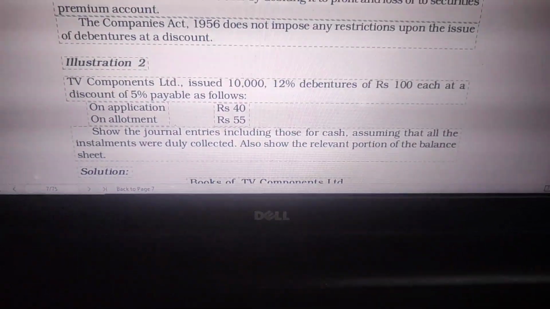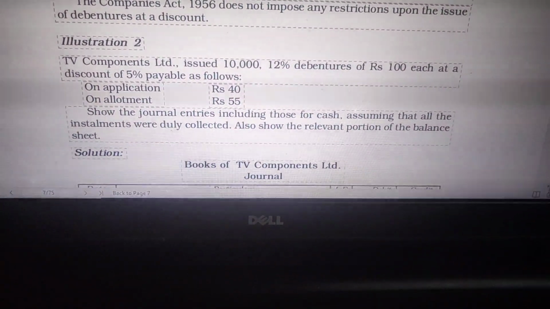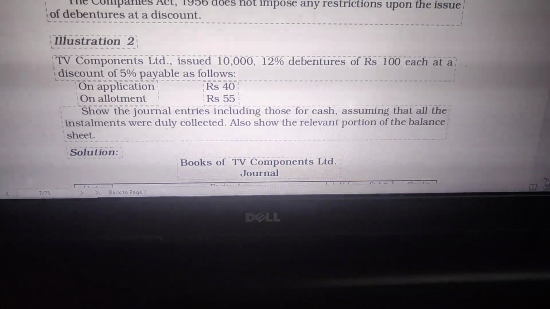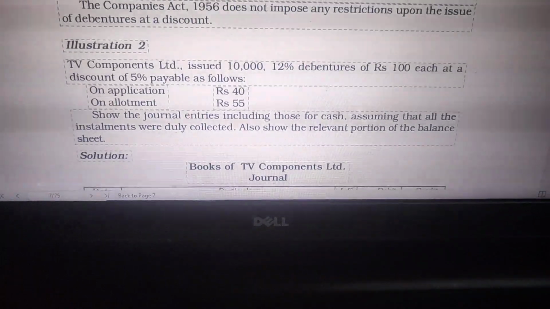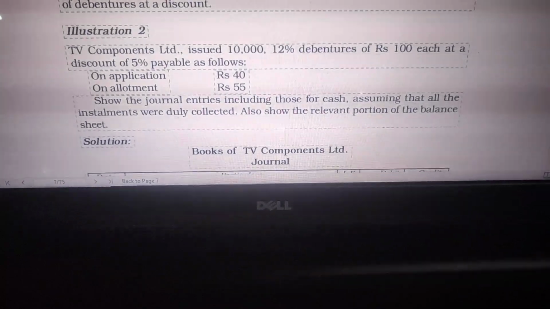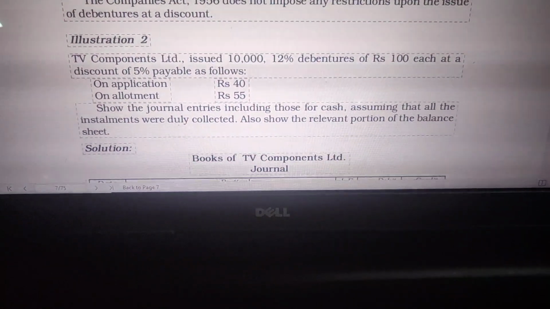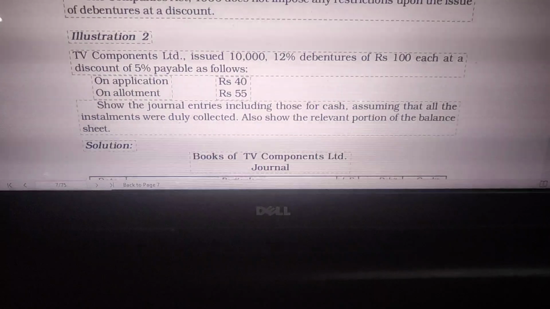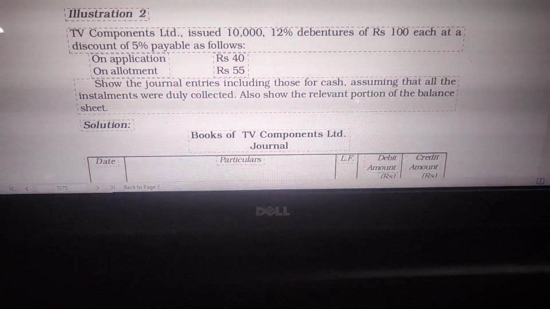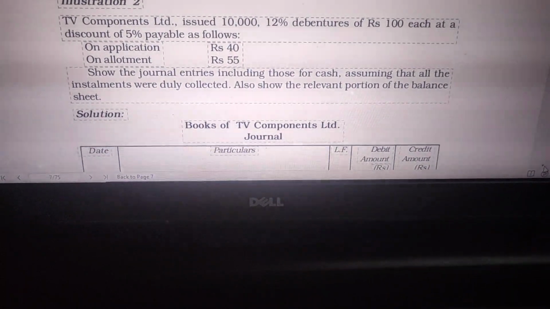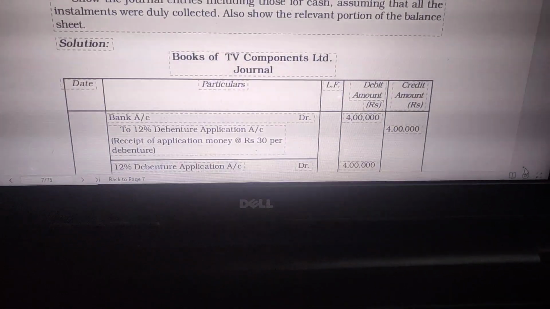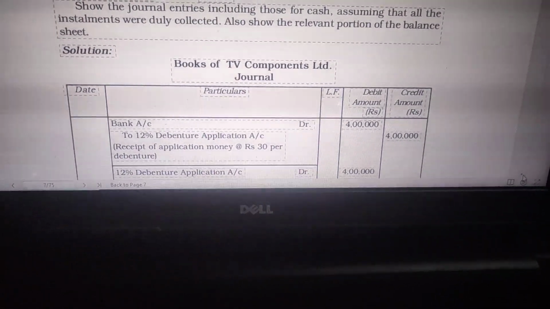Here, TV Components Limited issued 10,000 12% debentures of rupees 100 each at a discount of 5% payable as follows. On application 40 and on allotment 55. So the company has collected rupees 95 on debentures, and 5 is the discount amount. Show the journal entries including those for cash assuming that all the installments were duly collected. Also show the relevant portion of the balance sheet.